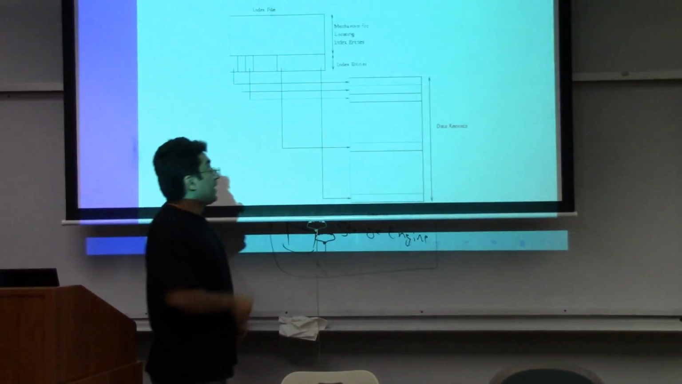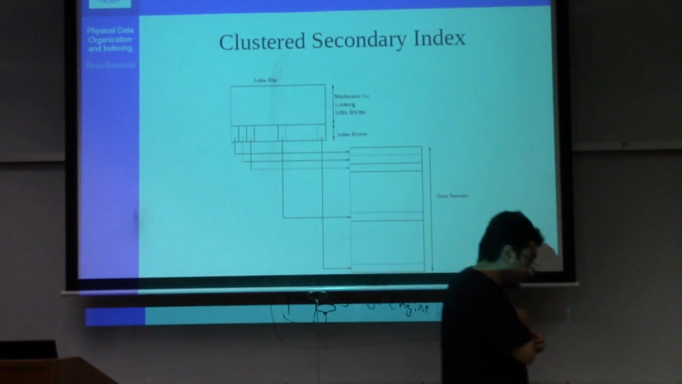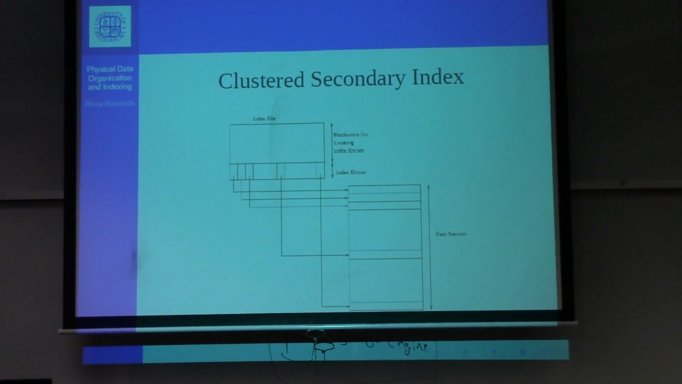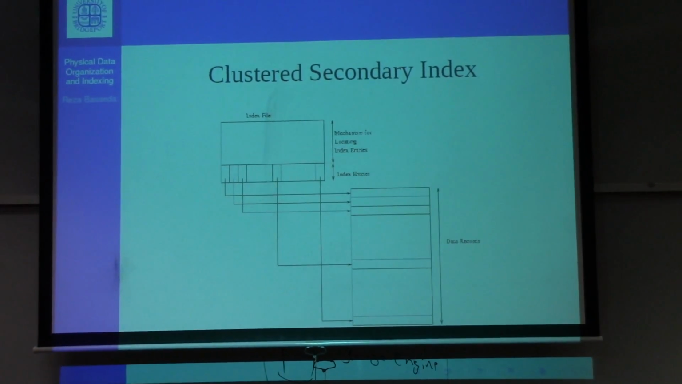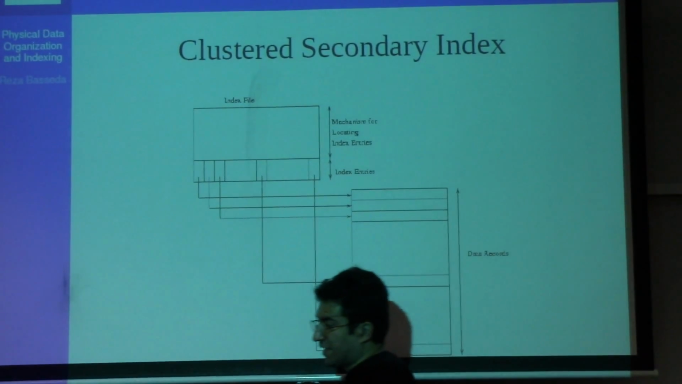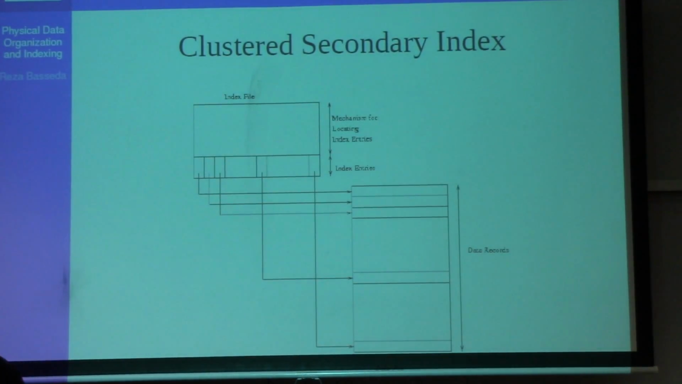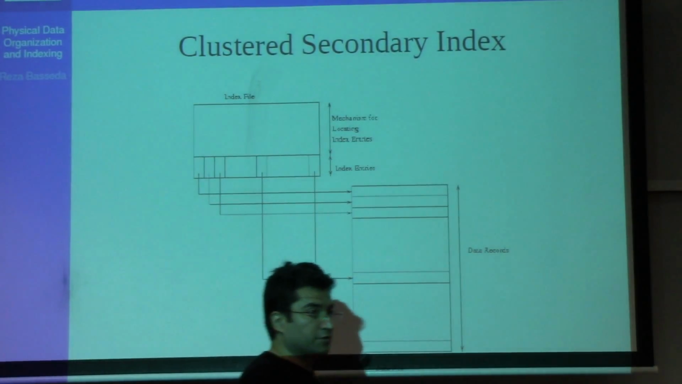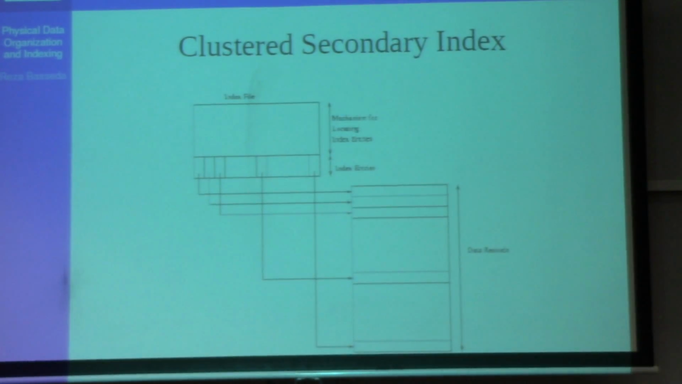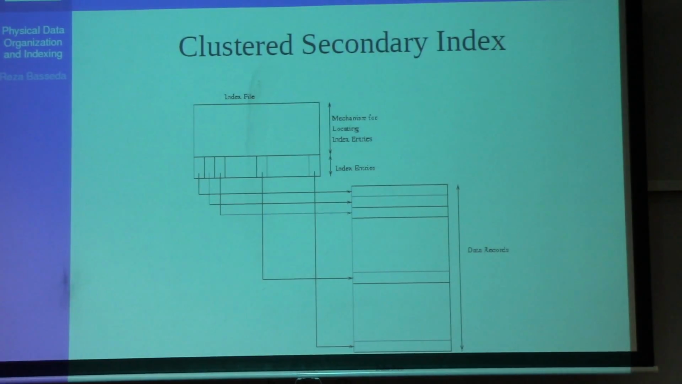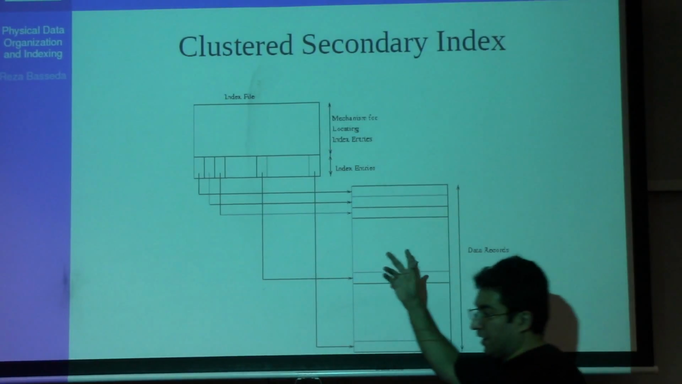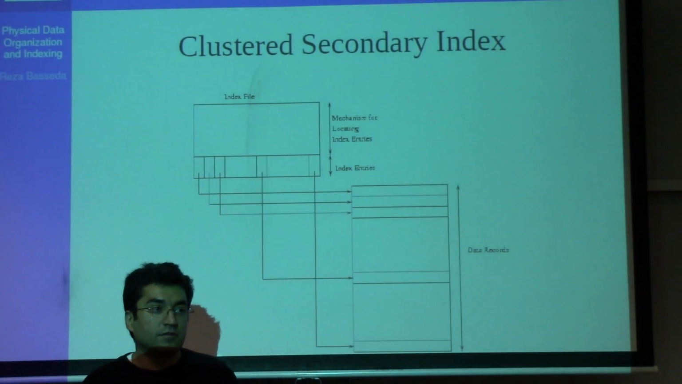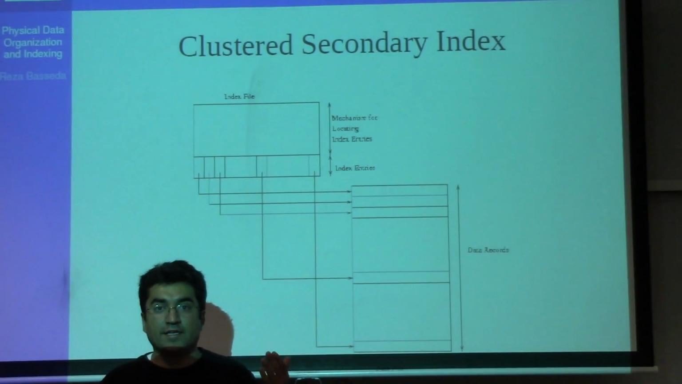Okay, clustered secondary index. Suppose that you need to have a secondary index, and this index is clustered. It means that the entries of the index are sorted the same as the entries of the data file. It's clustered, right? And it is not integrated. Why? The index I'm showing here is not an integrated index.